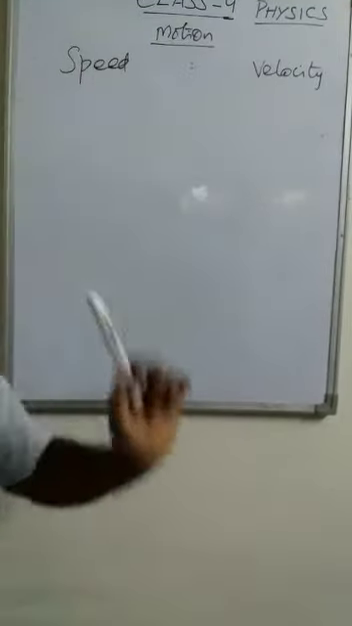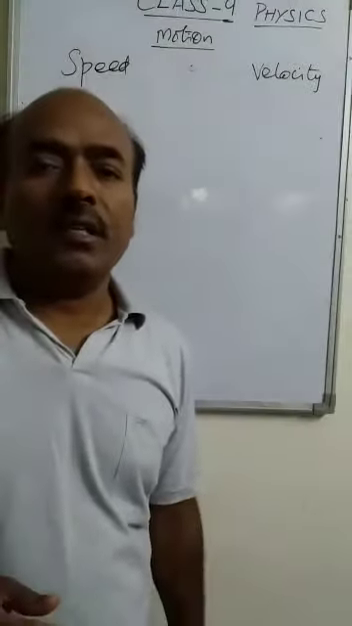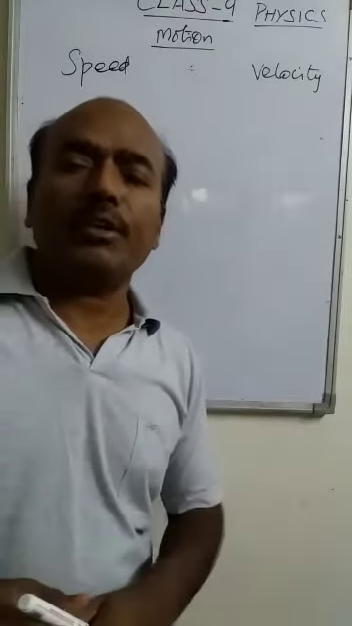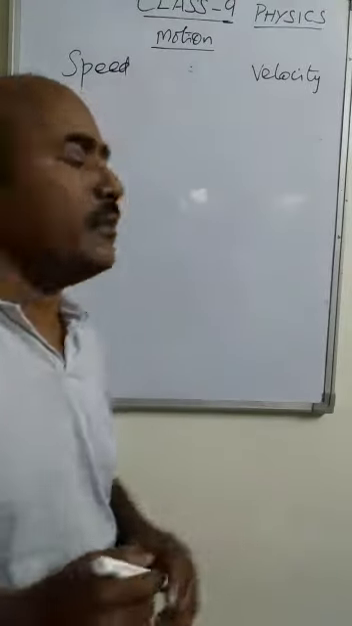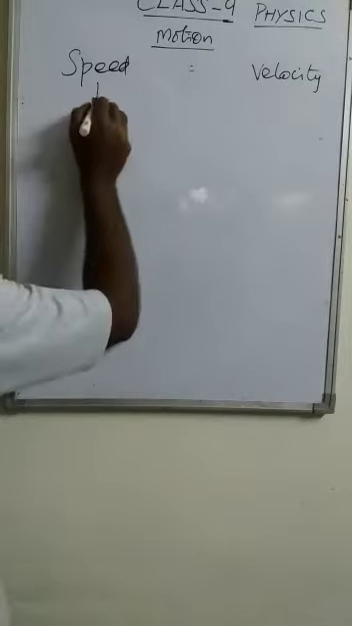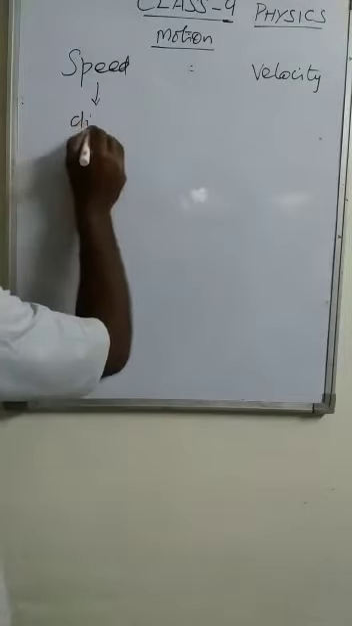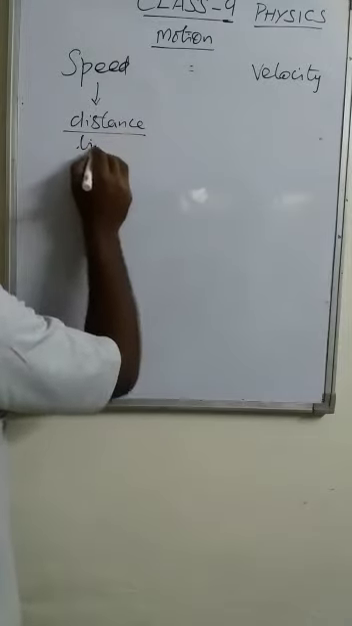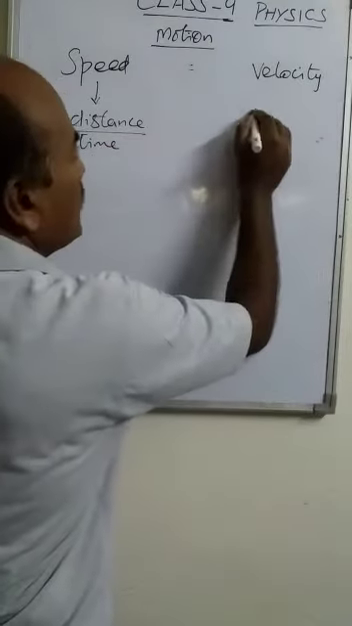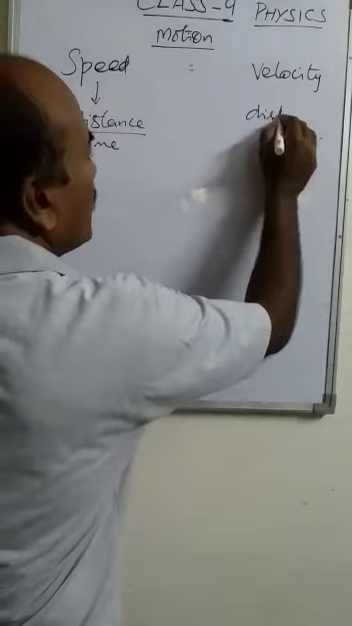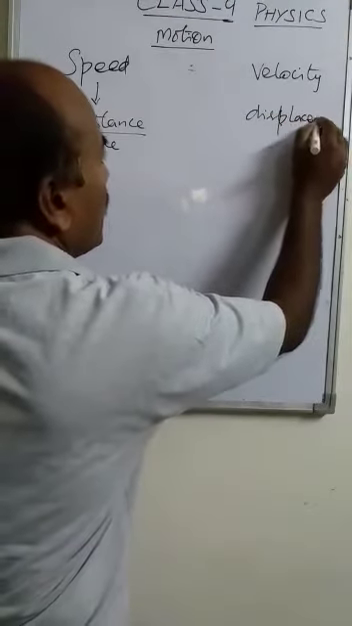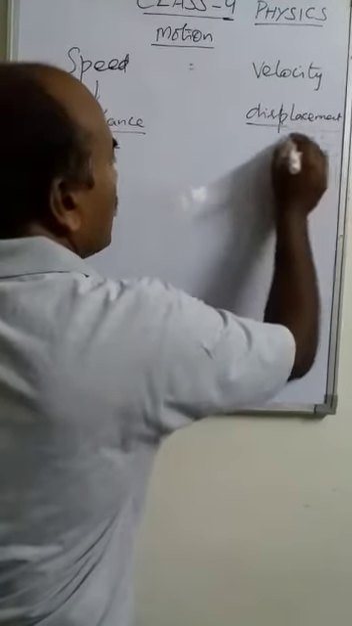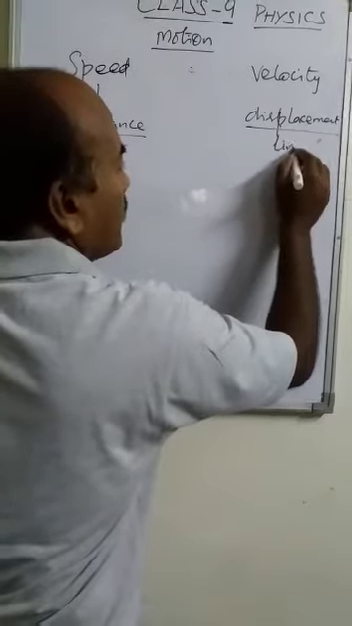Simply you can say speed is the distance covered by an object per unit time. And velocity is the displacement covered by an object per unit time.